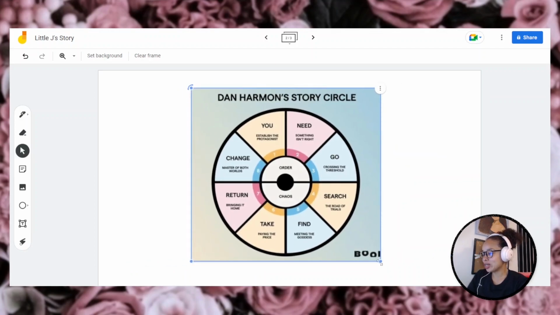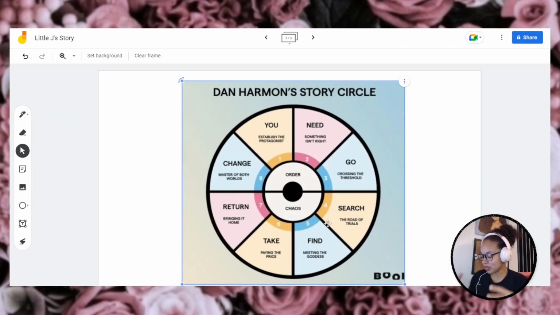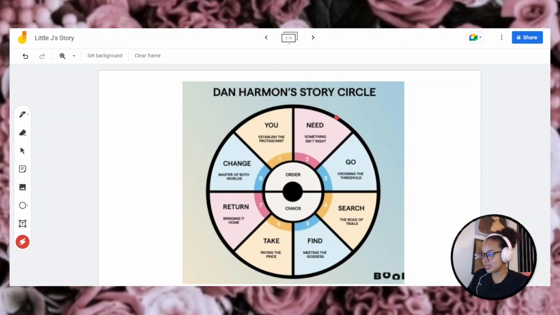So we've gone through our characters, and today we're going to go over these sections: what he calls need and go, and we'll touch upon the search aspect, but maybe not too much because that might take too much time. Then the next video will go through the find and the take.